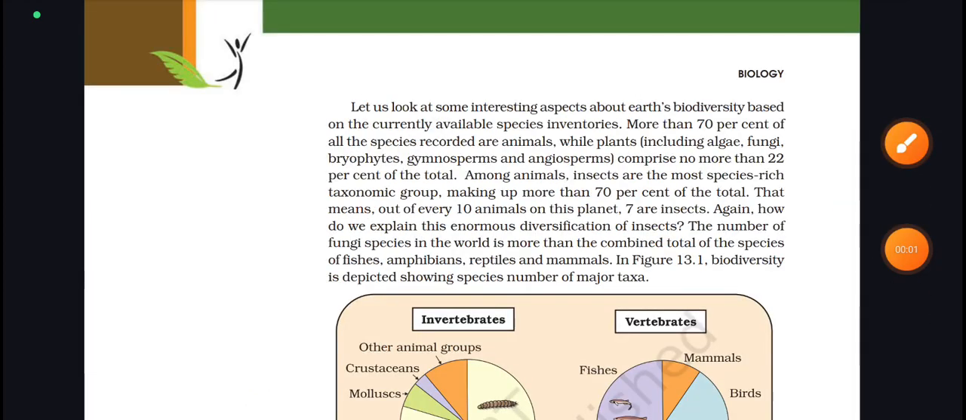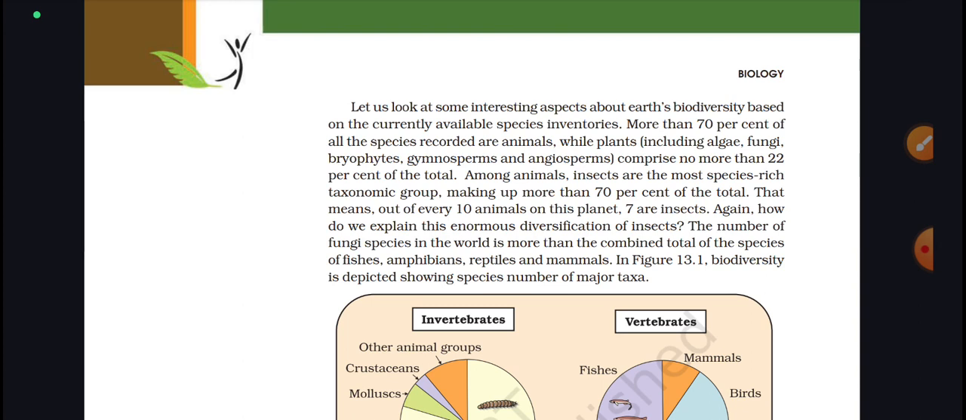Let us look at some interesting aspects about Earth's biodiversity based on the currently available species inventories. More than 70% of all the species recorded are animals, while plants including algae, fungi, bryophytes, gymnosperms, and angiosperms comprise no more than 22% of the total. Among animals, insects are the most species rich taxonomic group, making up more than 70% of the total. That means out of every 10 animals on this planet, 7 are insects. Again, how do we explain this enormous diversification of insects?